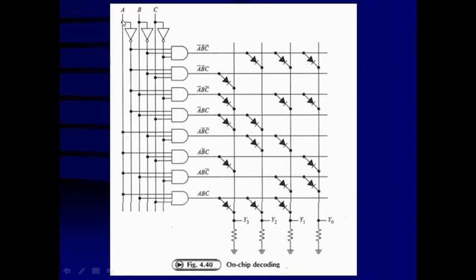If you change to any other address, say 1 0 0, A is equal to 1, B is equal to 0, C is equal to 0. That means what inputs do you have to connect? A, B bar, C bar. Here A is connected because A is already high, B is low, so B bar is high, so that should be connected to this input.